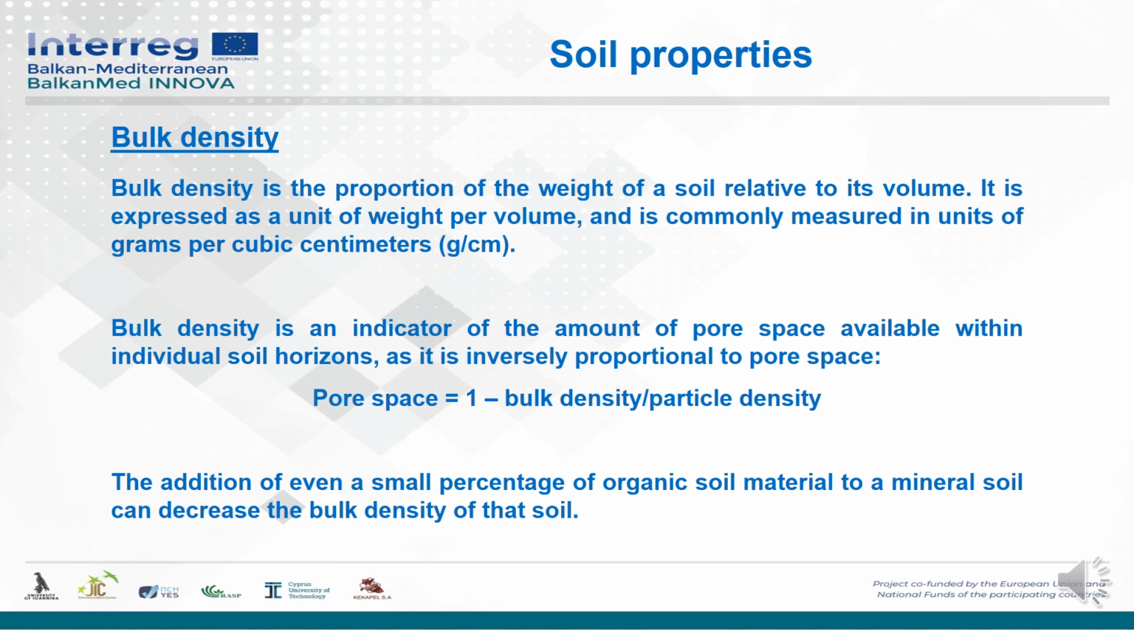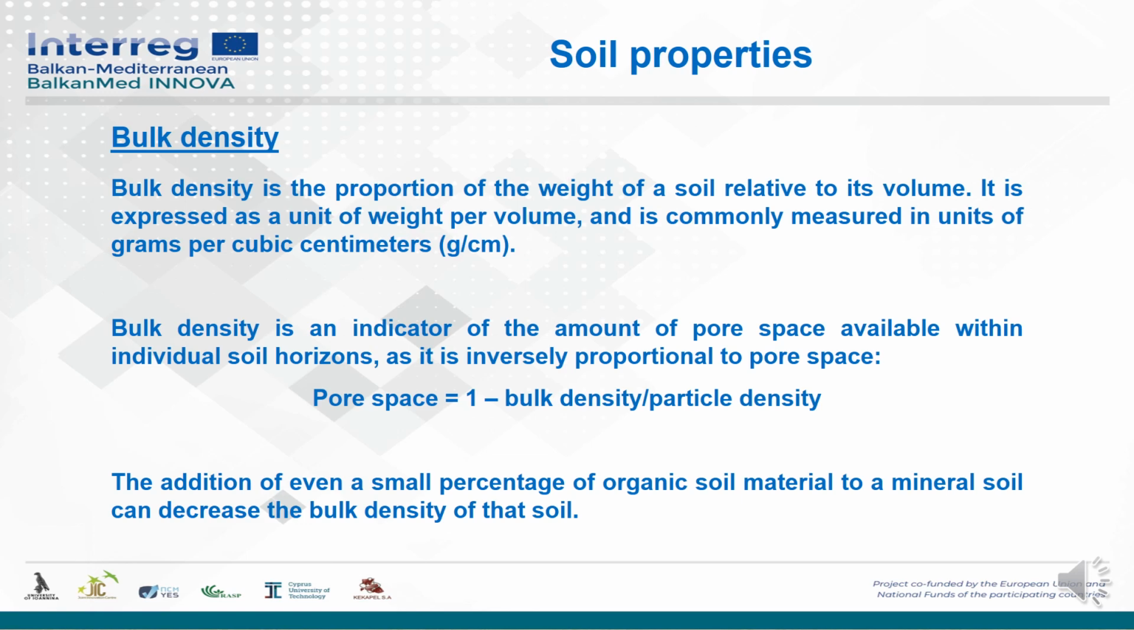The last soil property listed in the physical properties of the soil is bulk density. Bulk density of the soil is the proportion of the weight of the soil relative to its volume. It is expressed as a unit of weight per volume and is commonly measured in units of grams per cubic centimeters.